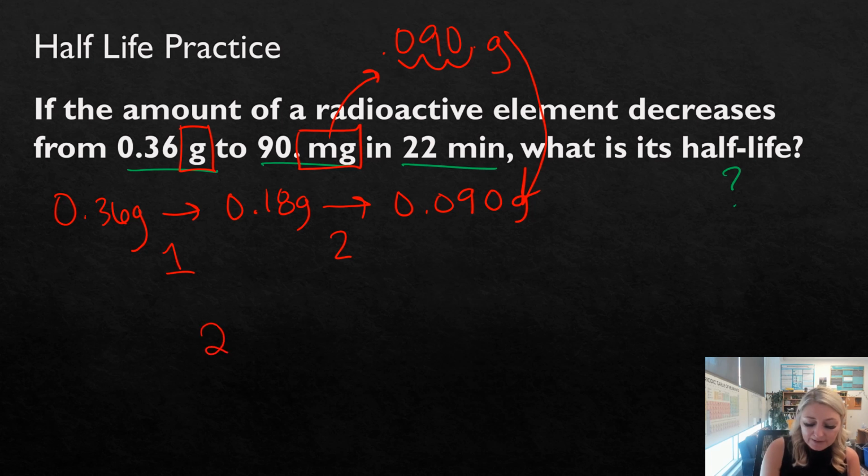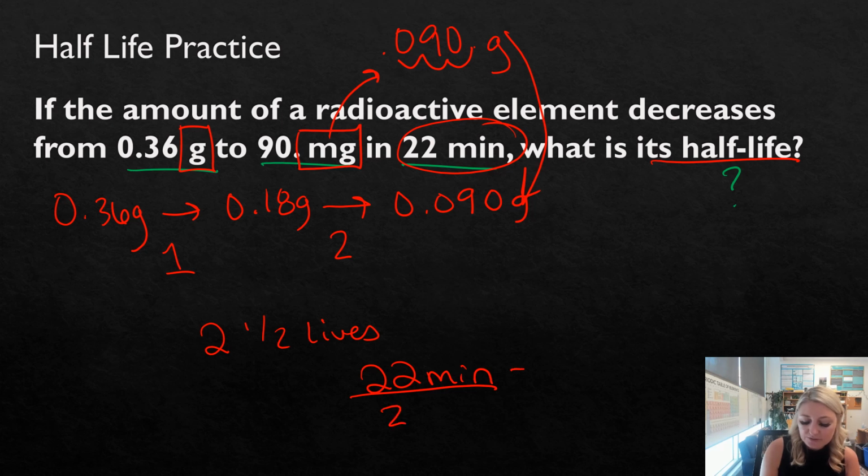So we know that we have 2 half-lives that have happened. This is happening over the course of 22 minutes. They want to know what's the half-life. Well, 22 divided by 2 is 11 minutes. So our half-life is 11 minutes because there are only 2 half-lives that occurred in that time frame with the amount that we were given.